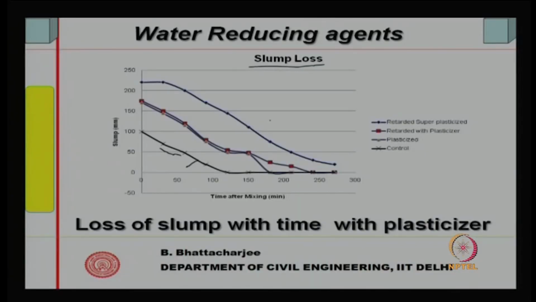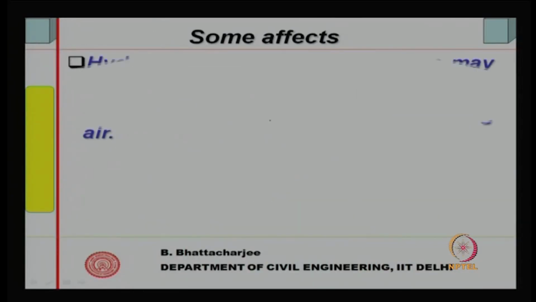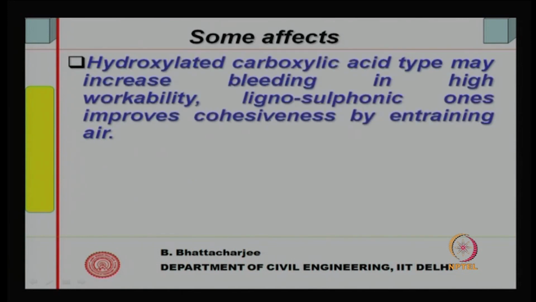So, loss of slump with superplasticizer, as we have seen, is somewhat lower. Well, hydroxylated carboxylic acid type may increase bleeding in high workability, and lignosulfonic ones improve cohesiveness by entraining air. So, these are some secondary effects. Hydroxylated carboxylic acid type, these are polycarboxylate and similar ones, may increase bleeding in high workability, and lignosulfonic acid ones may improve the cohesiveness by entraining some amount of air.